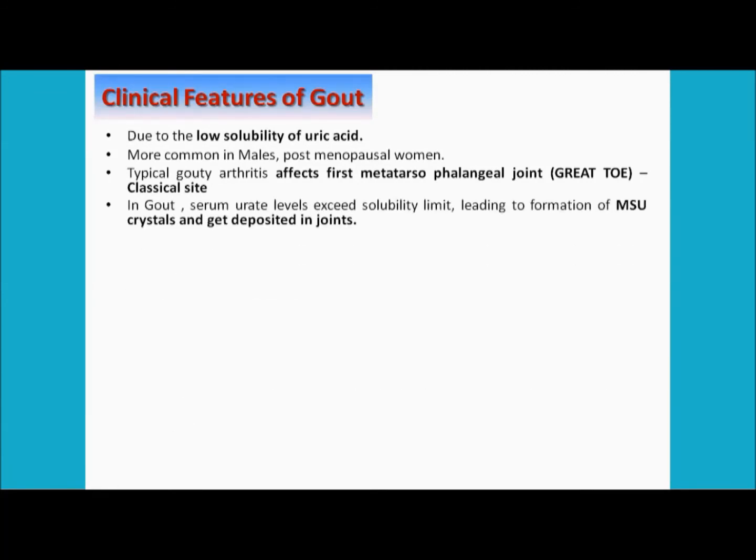In gout, the serum urate exceeds the solubility limit. I repeat, in gout, the serum urate exceeds the solubility limit. We have already discussed the limit and threshold. This leads to the formation of MSU crystals, that is monosodium urate crystals, and these get deposited in the joints, right? These deposits are known as tophi. This leads to inflammation of the joint, and the tophi cause painful acute gouty arthritis and chronic gouty arthritis. These are the two conditions, right?